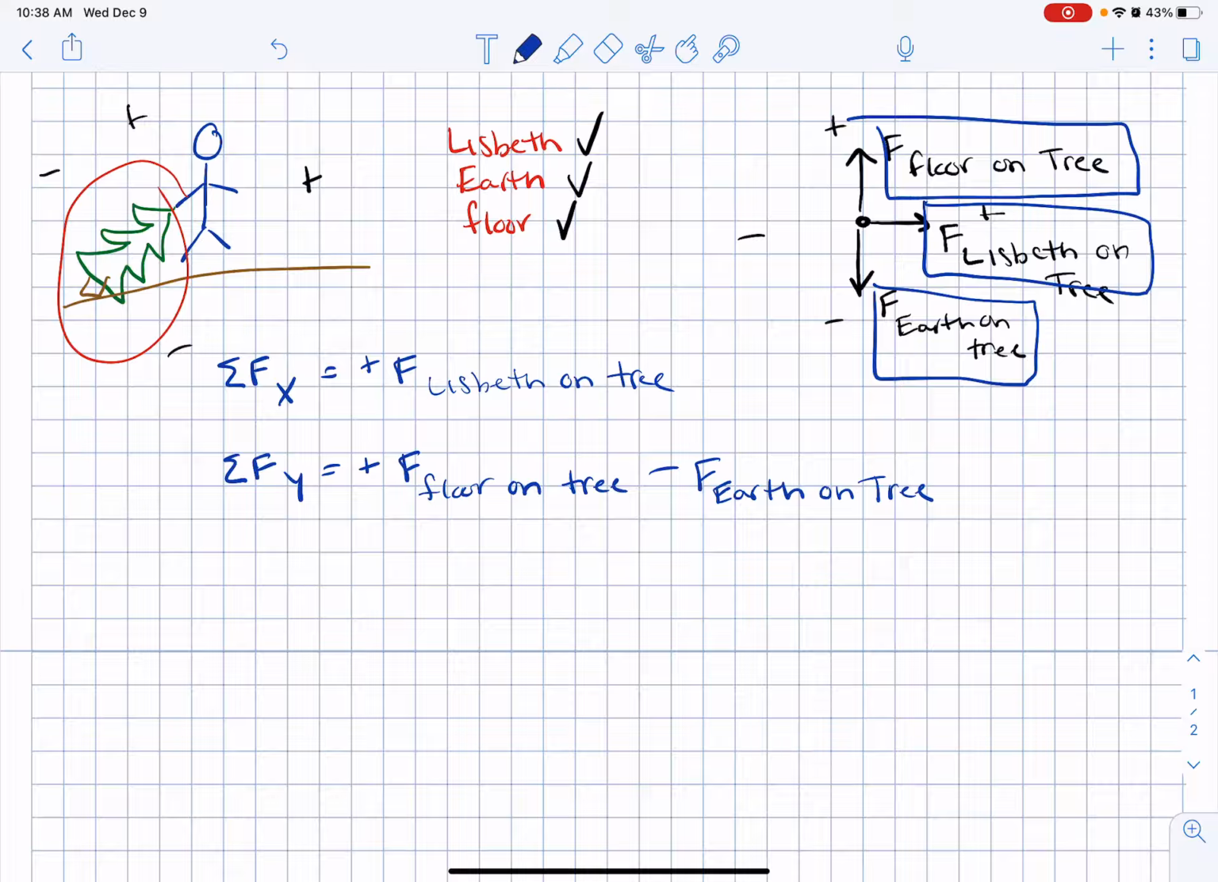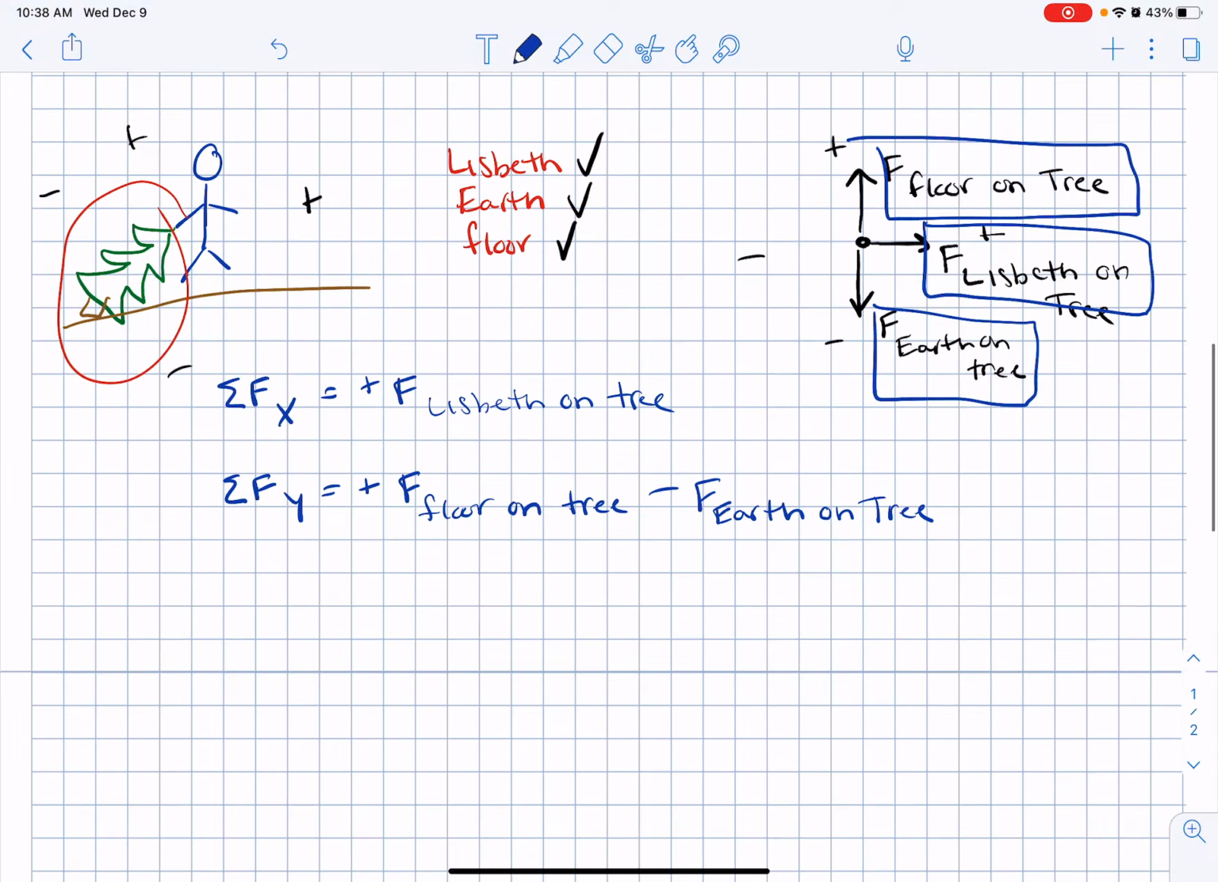So again, I always go through that same process. I sketch my situation, circle my object of interest. I list the objects that interact with that object of interest. I draw an arrow for each of them to make a force diagram, making sure your arrow is in the right direction and it's the appropriate length. And then I write a sum of the forces in the horizontal and vertical direction, making sure to take into account the positives and negatives.